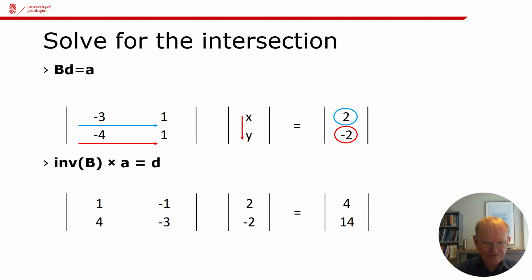Well, 4 is equal to 1 times 2 plus minus 1 times minus 2. So that's 4. And then the second element in the column answer is 4 times 2, which is 8, plus minus 3 times minus 2. That's plus 6. 8 plus 6 is 14. So this is how you will get the answer.